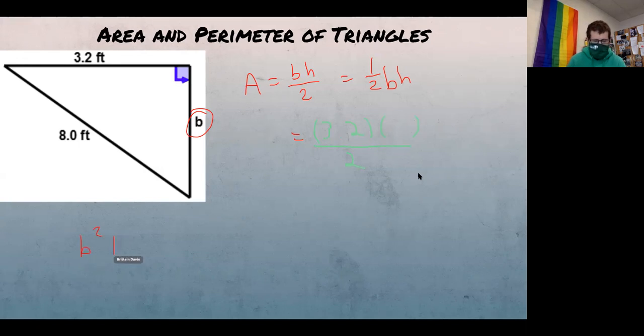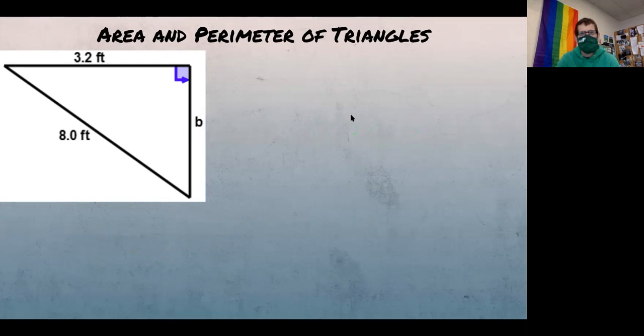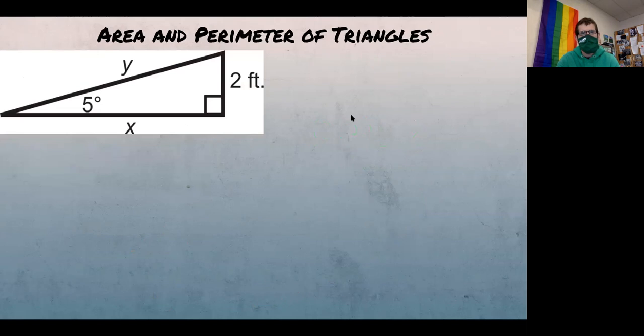So I'll just set this one up real quick. b squared plus 3.2 squared equals 8 squared. And you could solve for b, and at that point, not only could you plug that in right here and then solve, but you could also find your perimeter because you know all three sides. So that's essentially what we just did. The last one was actually a little bit more complicated. So just good to see more examples of that. So we now have 2 problems left.